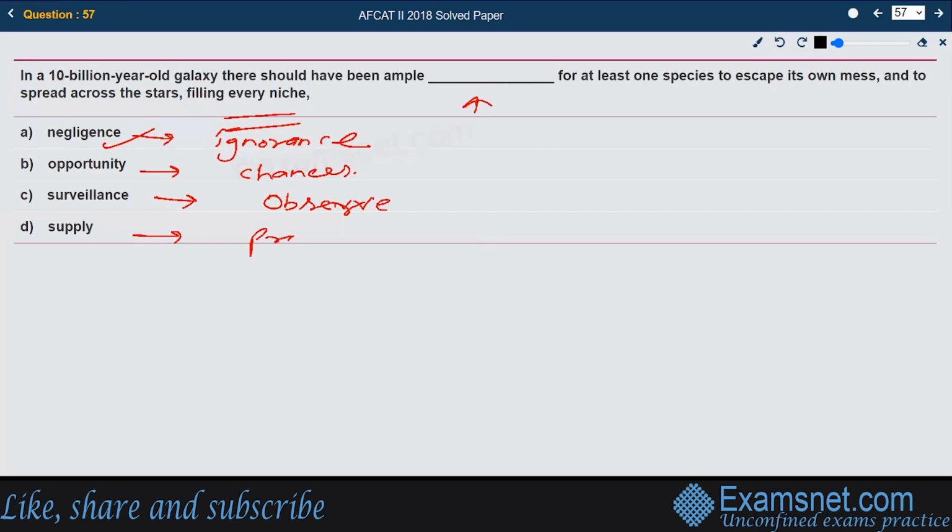Supply is to provide. Okay, now let's read the sentence once again. In a 10 billion year old galaxy, there should have been ample dash for at least one species to escape. So the right answer should be opportunity. There were many opportunities available so that any species could escape its own mess. So the right answer becomes opportunity, option B.